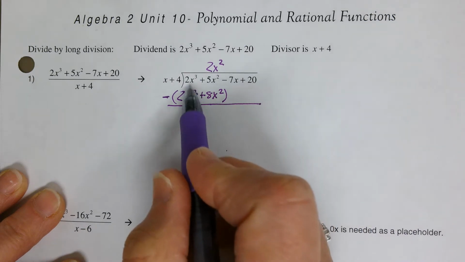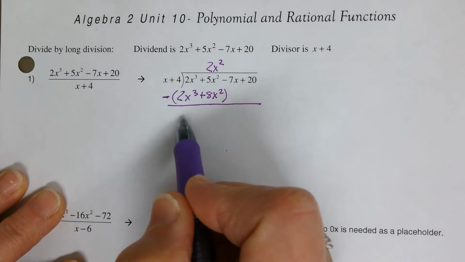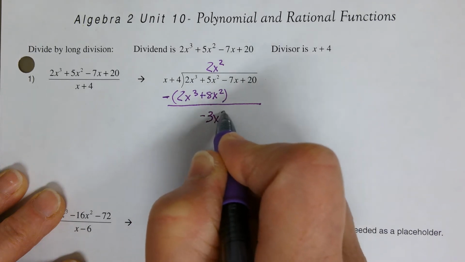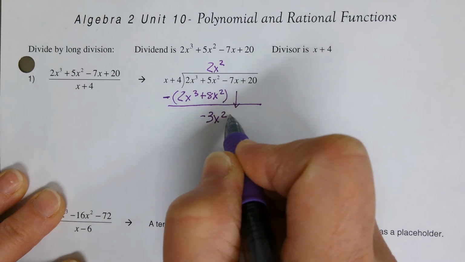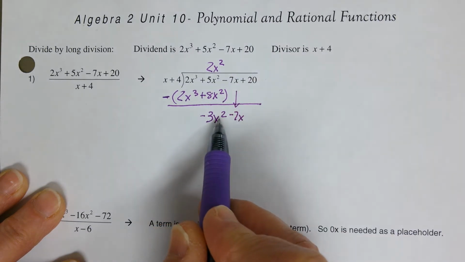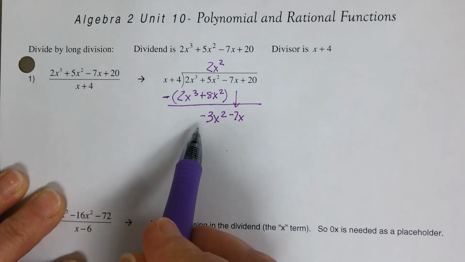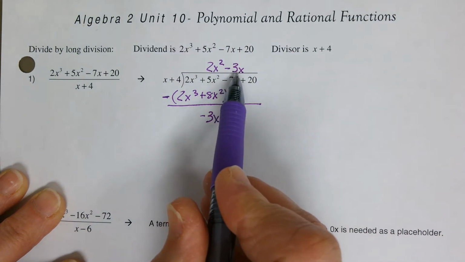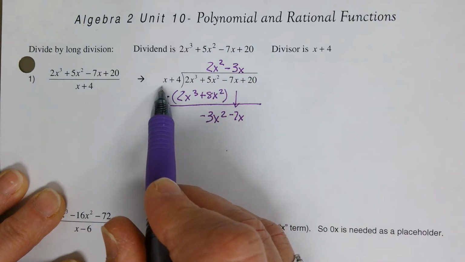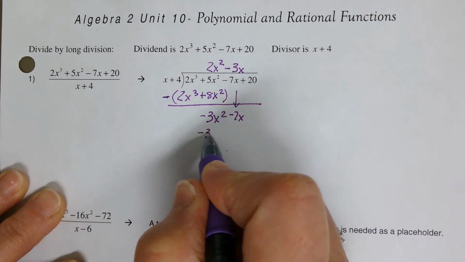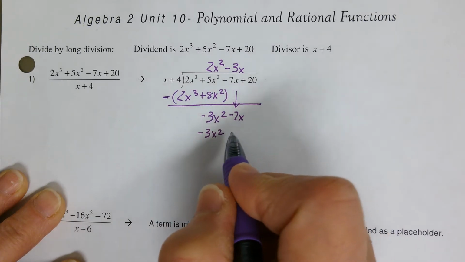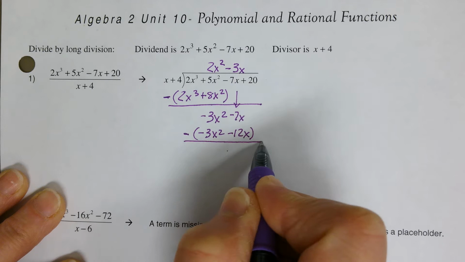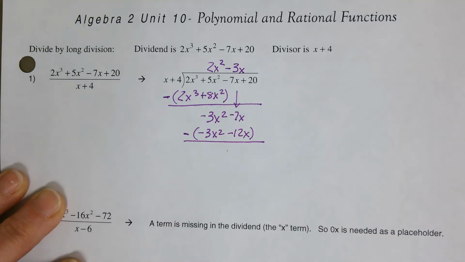Now subtract. 2x cubed minus 2x cubed is 0. 5x squared minus 8x squared is negative 3x squared. We bring down the next term, minus 7x. Negative 3x squared divided by x is negative 3x. Multiply negative 3x times x plus 4. Negative 3x squared, and negative 3x times the 4, negative 12x. Wrap that in parentheses, put subtraction out in front. Draw your bar.